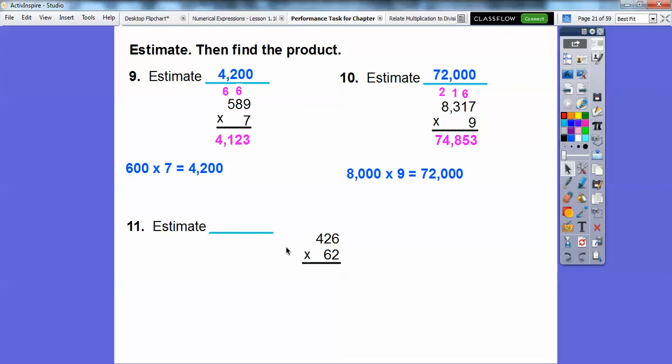74,853. Okay, let's estimate here. Round this one to 400, round this one to 60, so 4 times 6 is 24. So we'd add these two zeros and this zero right here, so it's 24 with 3 zeros. All right, now since this is more than 400 and this is more than 60, our product is going to be more than 24,000 right there.